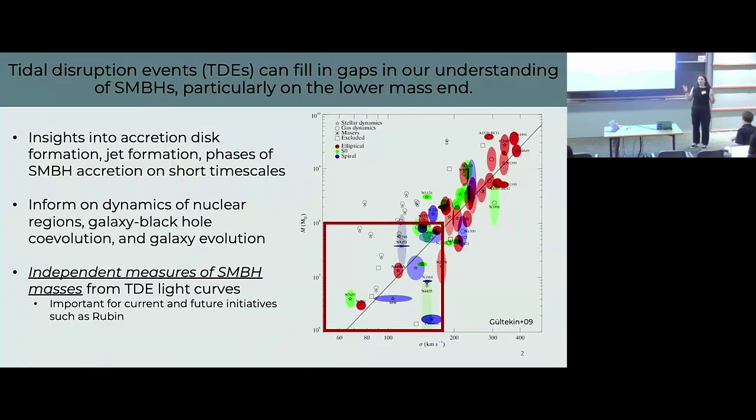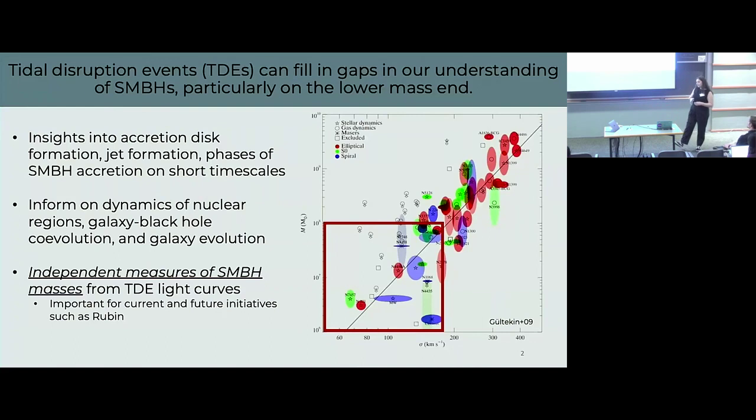So I think we're all here because we love TDEs, and they're really great tools to study things like accretion disk formation, jet formation, and the phases of supermassive black hole accretion we don't normally get to see on such short timescales in things like AGN. They're also great ways to study the connections between supermassive black holes and their host galaxies, galaxy evolution, and just the general dynamics of nuclear regions of galaxies.